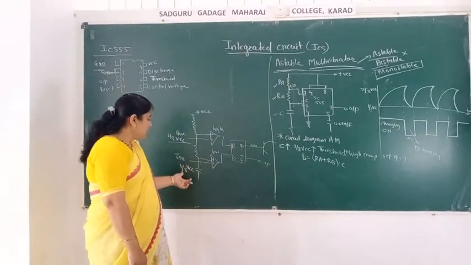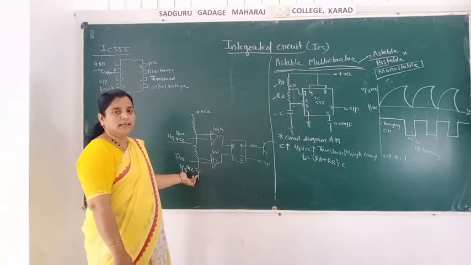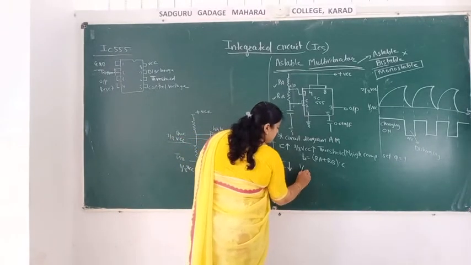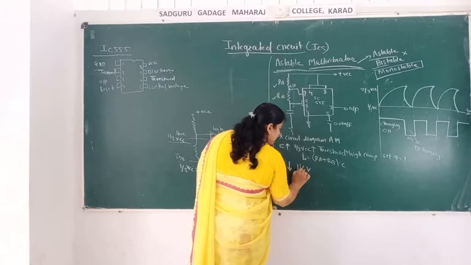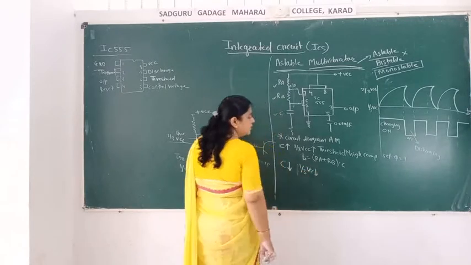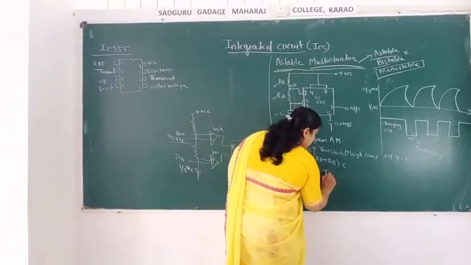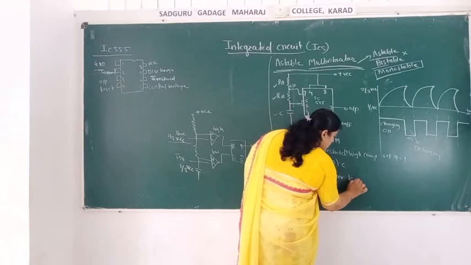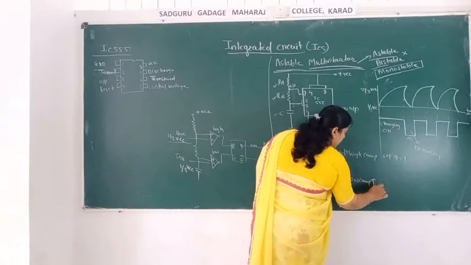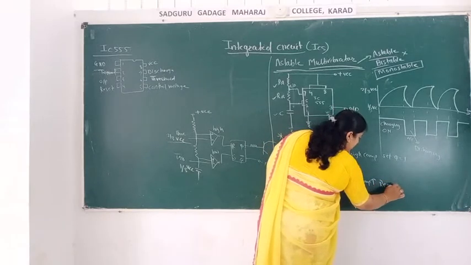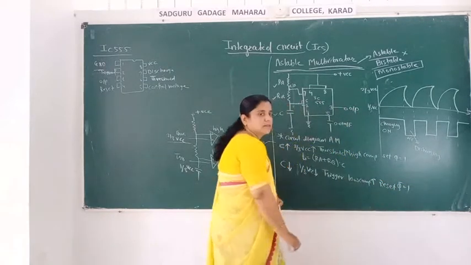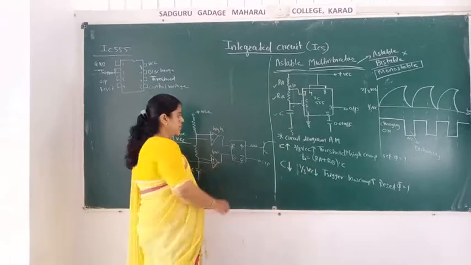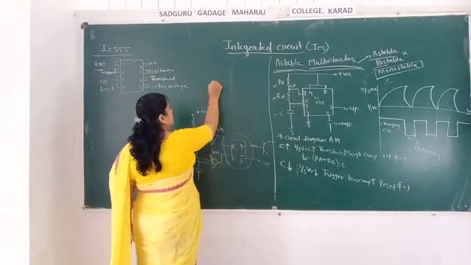Then the second thing: if the trigger voltage we are applying is less than 1/3 of VCC, then the capacitor will be discharged. How will it be discharged? When it is less than 1/3 VCC, the lower comparator will be high and it will reset the flip-flop, and then Q bar is equal to 1.